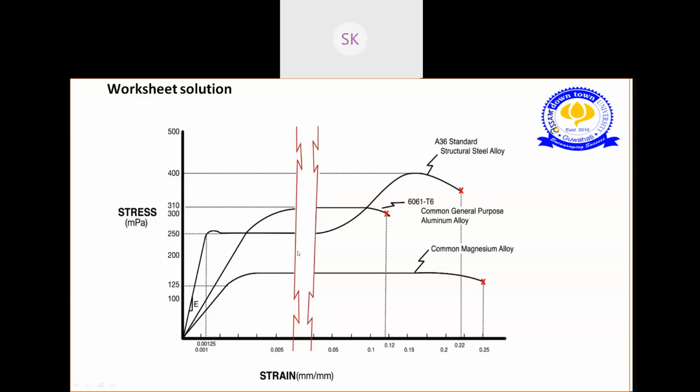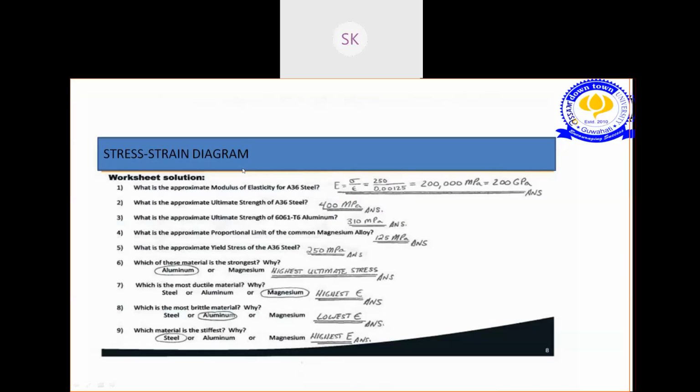Then the yield stress of steel is where it starts yielding. So this is 250. So this is the answer. Hope this worksheet is clear to you all. Now let's move to the next.